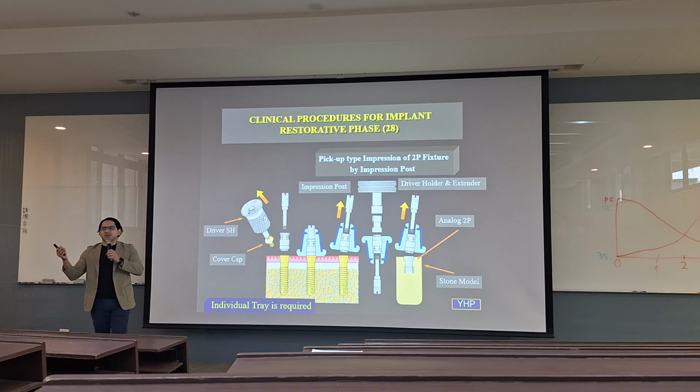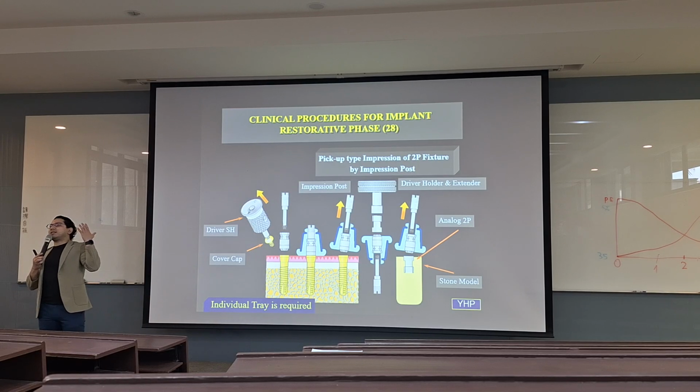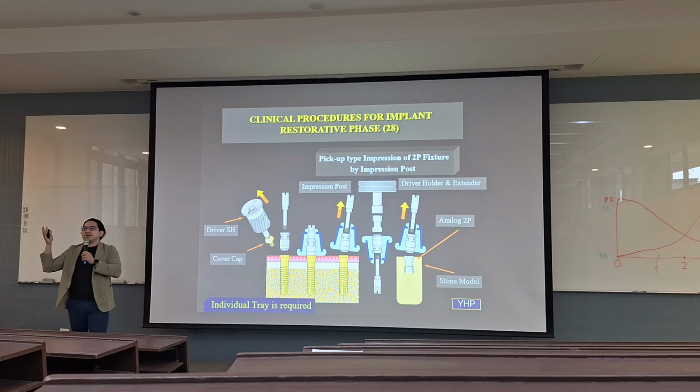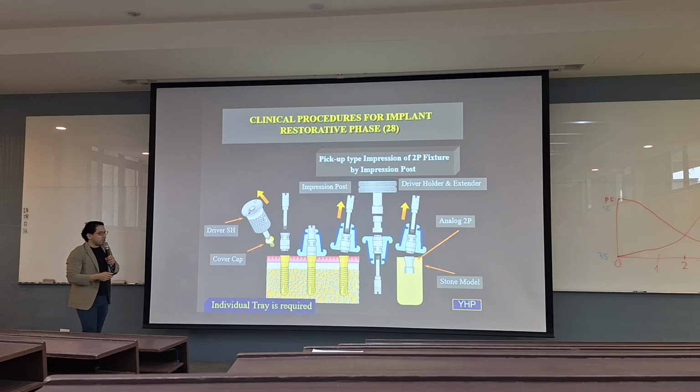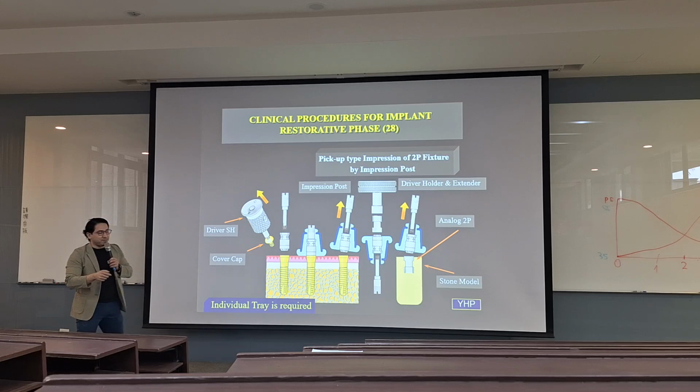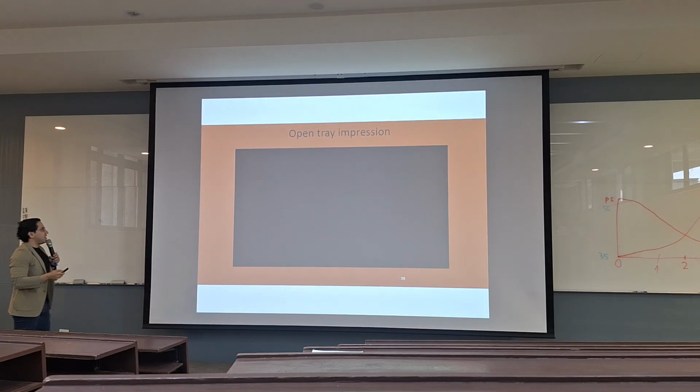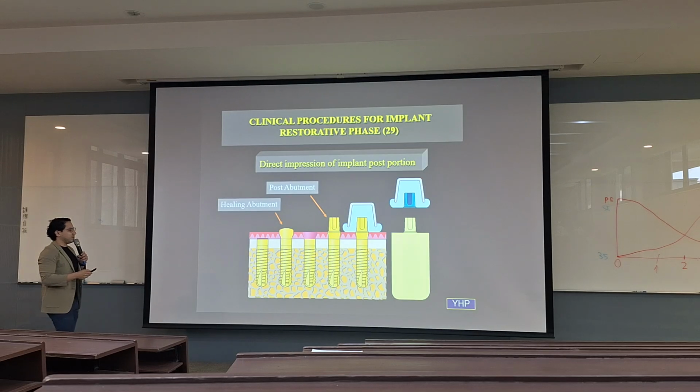Now, there will be other cases where maybe you have 3 dental implants on one side and 3 other dental implants on another side. That means that you need to be more precise, and you need to take multiple dental implant impressions at once. And that is an open tray impression.